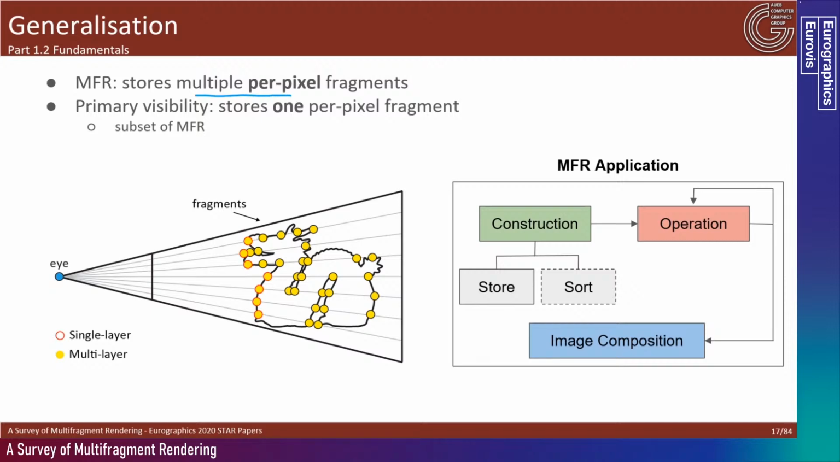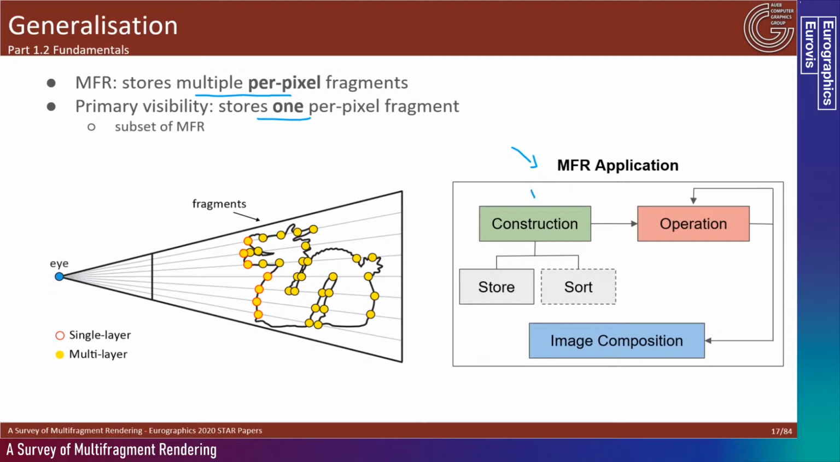In that sense, primary visibility determination is a subset of MFR, which means that it processes multiple per pixel fragments, but it stores and operates on the closest one, while the MFR pipeline operates and stores an arbitrary number of fragments. So at a conceptual level, the MFR pipeline is responsible for generating, storing, processing and evaluating information from all incoming fragments. And this pipeline is comprised of three main steps.